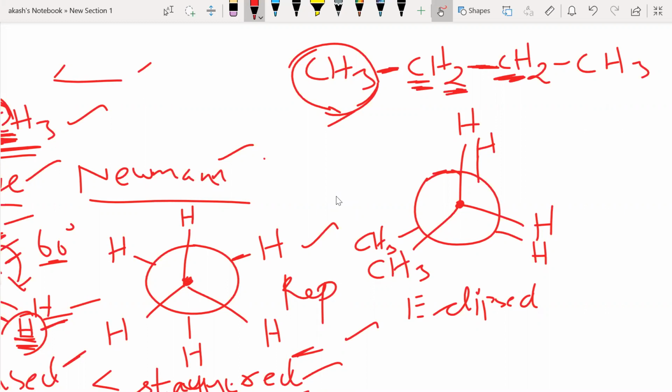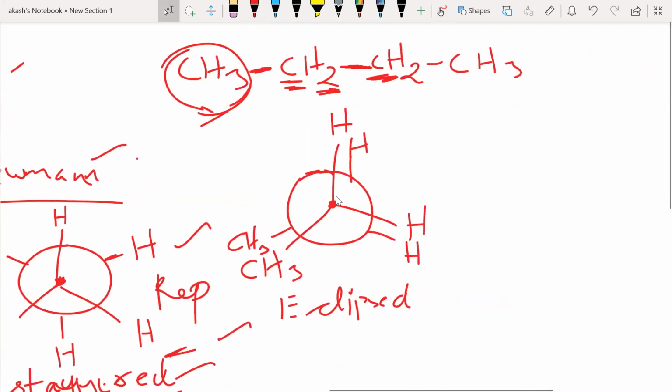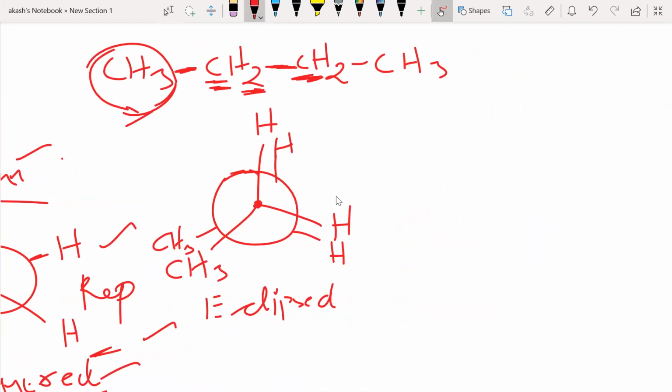Okay, hope you've drawn it. Anyways, I will try. Right now, I'll just go step by step. Let me rotate it by 60 degrees. Okay, I am going to rotate this by 60 degrees. Now, what will happen? Let's see.